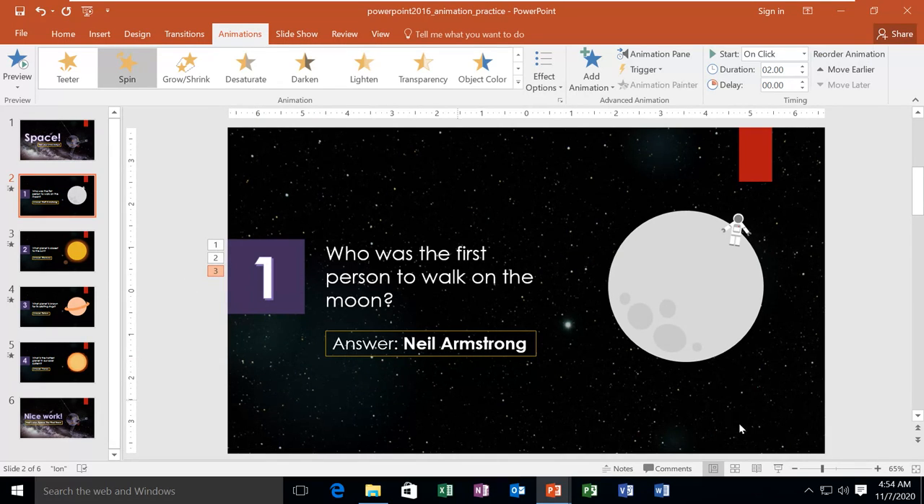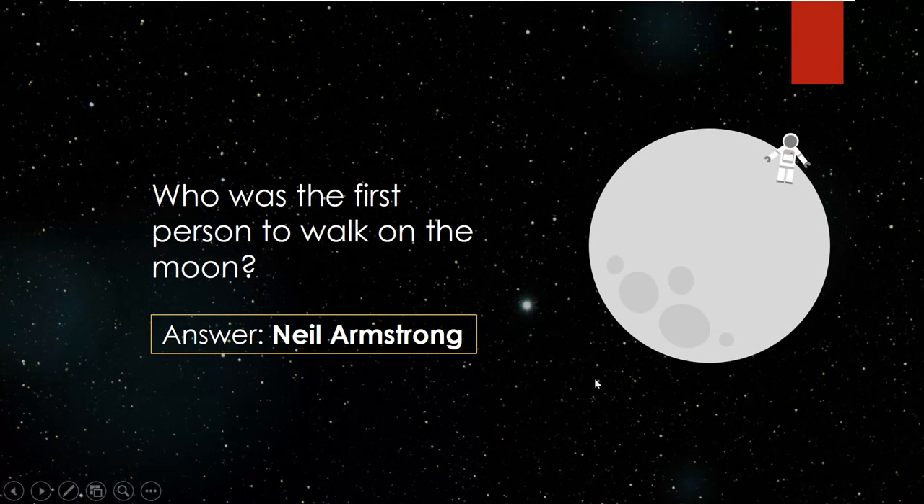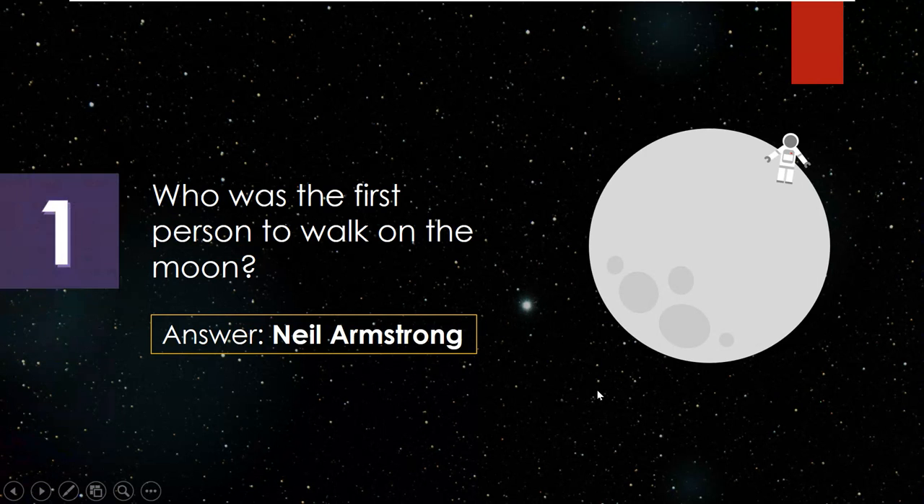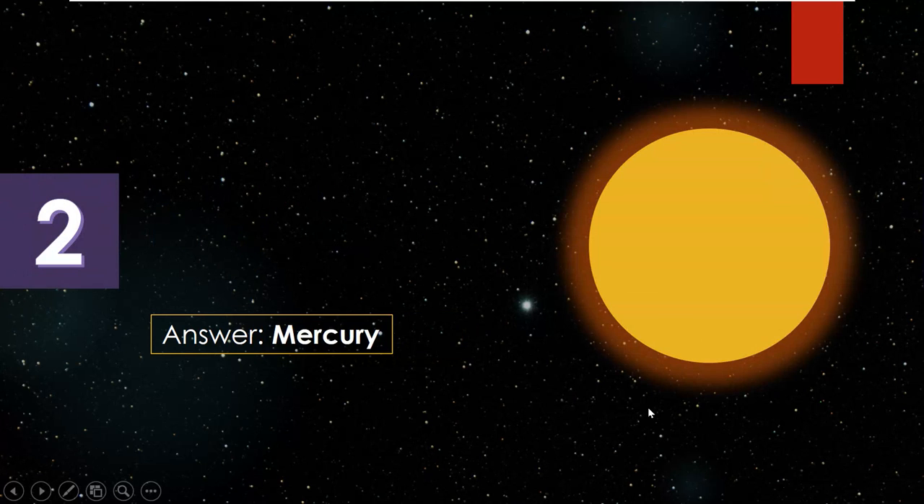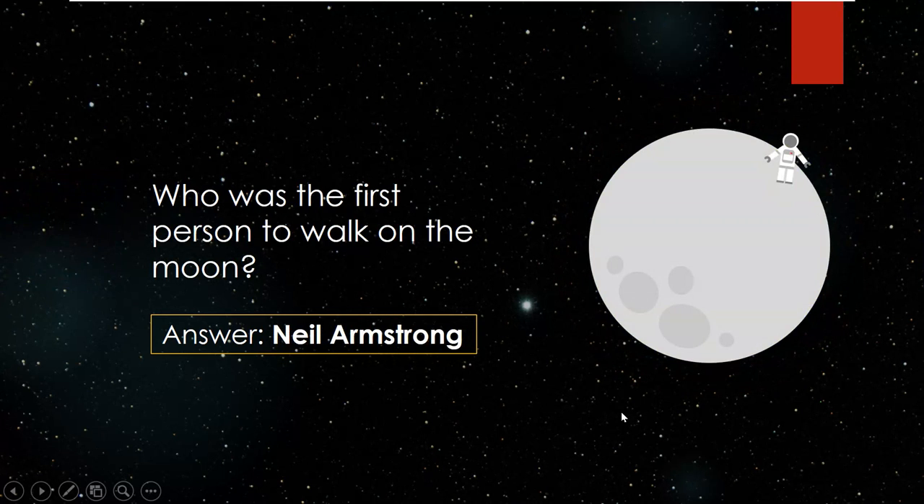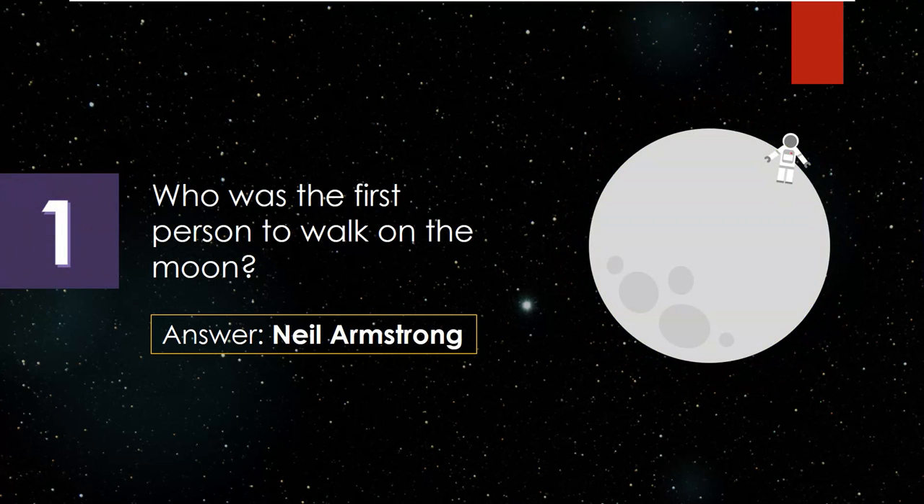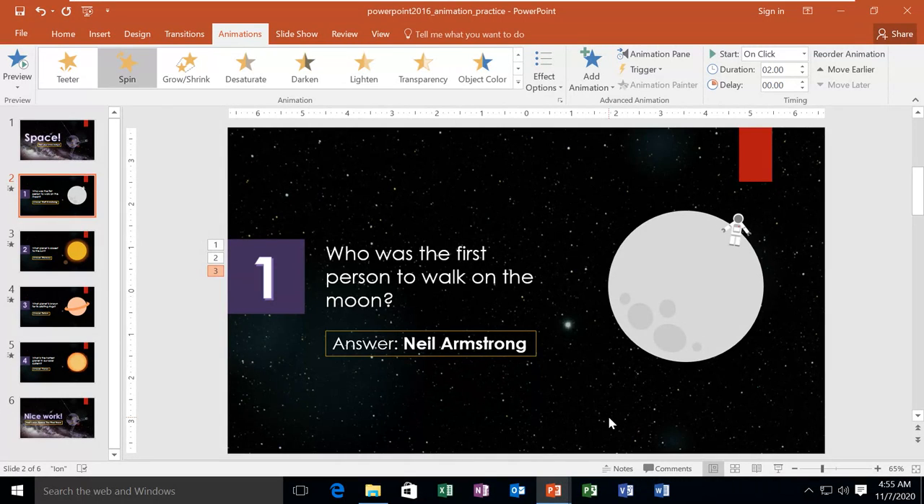So we have three animations, and how is it working? Let's see the preview. I'll start the PowerPoint slideshow. So first when I click, the object flies in, now it is flying out. Then next time when I click, it is not working because it is already out. So the third animation is not working because it is already gone out.